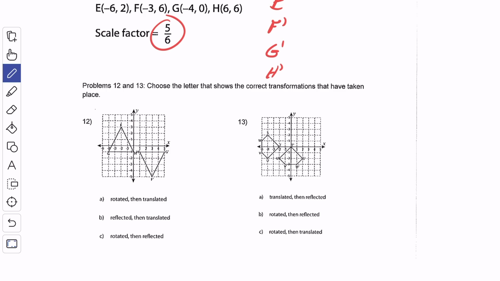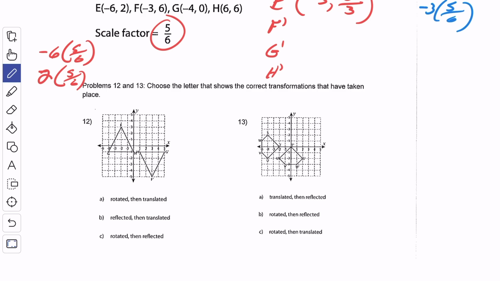So when we multiply E, we will multiply the X and the Y both by it. So it's -6 times 5/6, which then will give us -5. So after the scale factor of 5/6, our x value is now -5. For the y value, it's 2 times 5/6, which is going to give us 5/3. So that will be our x and y value for E. When I go to do F, I can now do -3 times 5/6, which is going to give me -5/2. And then I would do 6 times 5/6, which is going to give me 5.